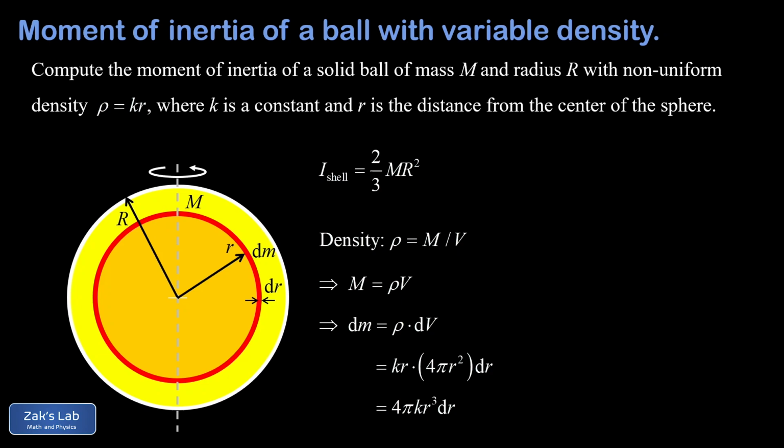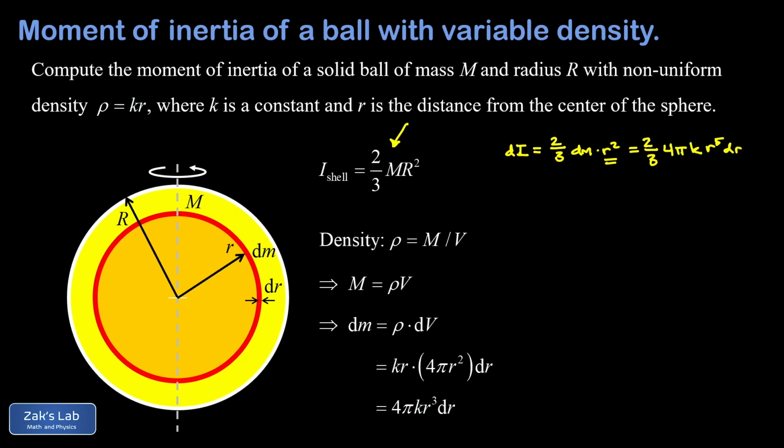And now we're ready to start setting up our moment of inertia integral. So what we're going to do is say that the moment of inertia contribution of this thin shell, we call that dI, is given by 2/3 times dm times r squared. That's just subbing directly into this thin shell formula, our mass of little dm and our radius of little r. So then we replace the dm with 4 pi k r cubed dr. Notice that when we do that, we can combine the r cubed with the r squared here and get r to the 5th. So this gives us 2/3 times 4 pi k r to the 5th dr.